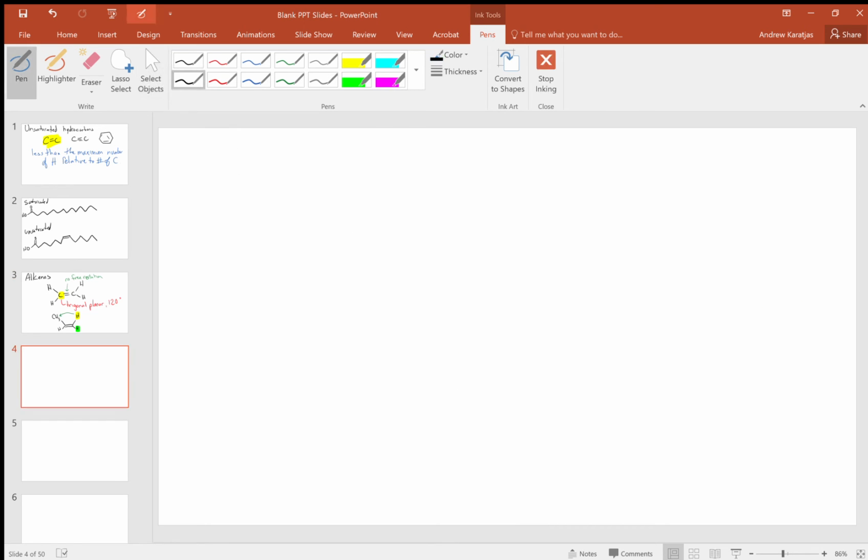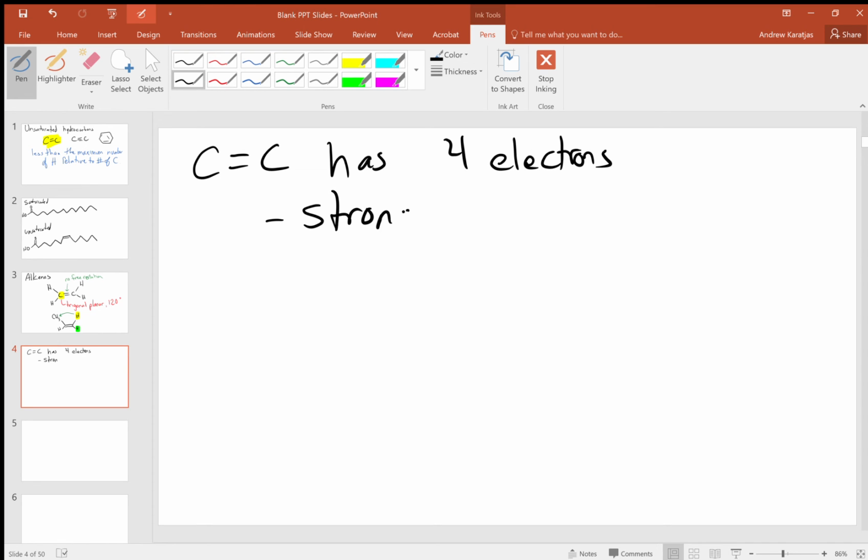But before we get that far, we can say that a carbon-carbon double bond has 4 total electrons, 2 from each carbon, and it's also stronger as well as shorter than a carbon-carbon single bond. Typically, the more electrons you add to 2 atoms sharing, the stronger the bond gets, and if the bond gets stronger, the bond almost always gets shorter as well.